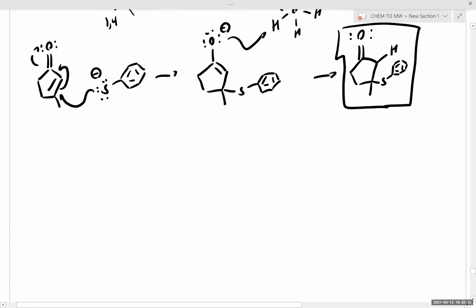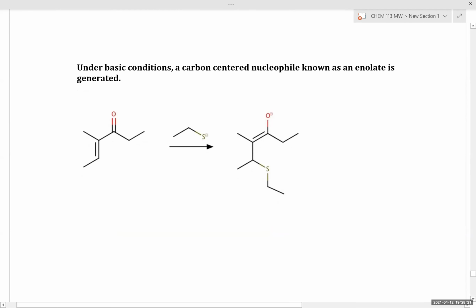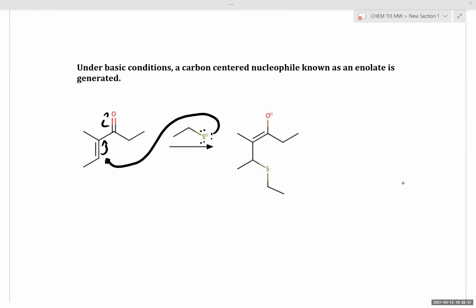Okay, so let's keep going then. One thing to note is if you work under basic conditions, just like we saw in the previous example, we're able to generate an enolate. And this enolate can be leveraged for further reactions. This numbering convention is the typical convention for assigning where the nucleophile attacks for conjugated and normal carbonyls. So 1,2 addition and 1,4 addition are common terminologies.